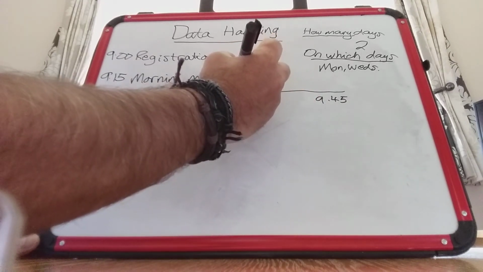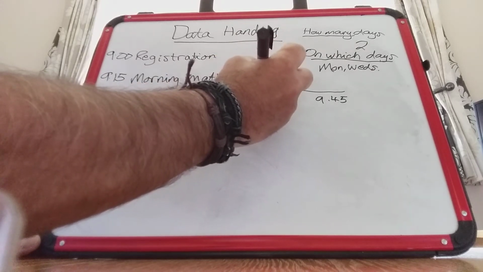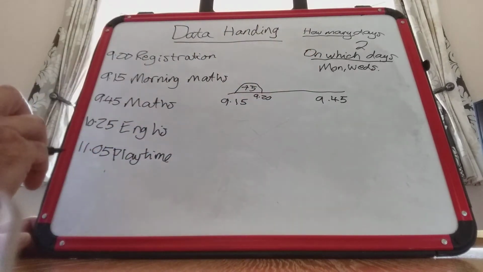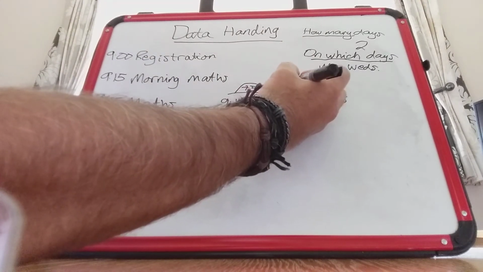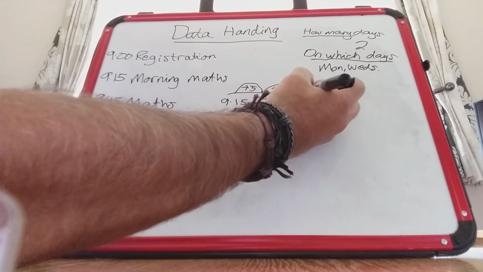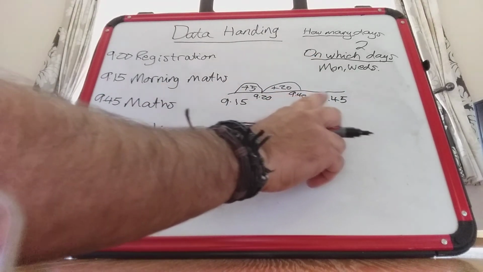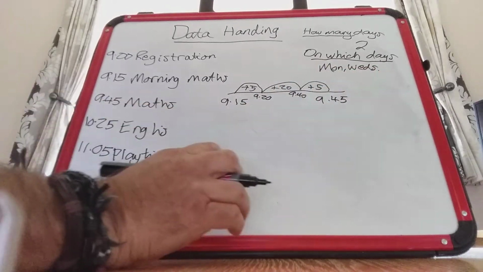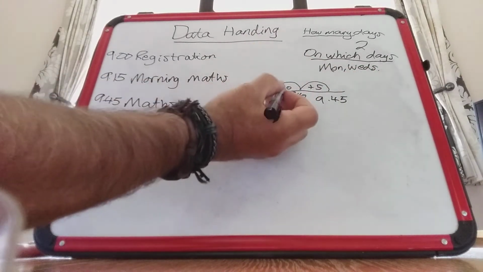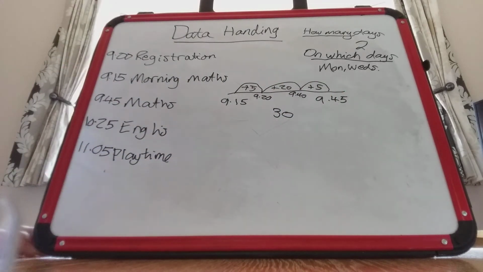So from 9:15, if you count up 5 minutes, you get to 9:20. And then if you count up another 20 minutes, you get to 9:40, like that. And then if you count up another 5 minutes, you get to 9:45. So 20 plus 5 plus 5, the answer is 30 minutes altogether.